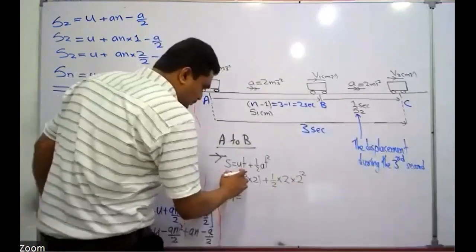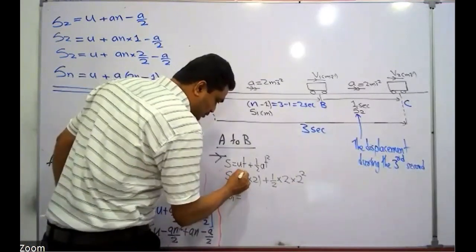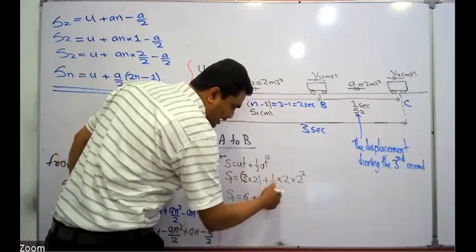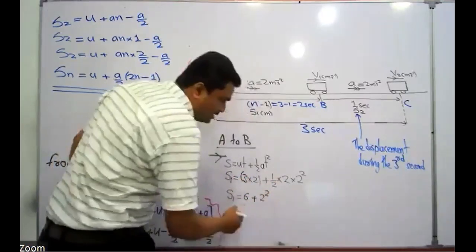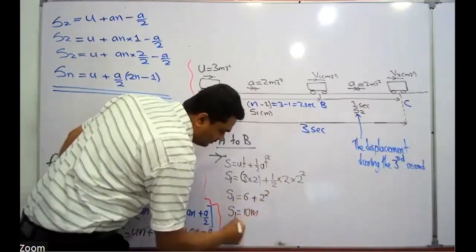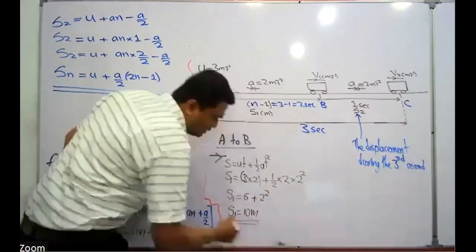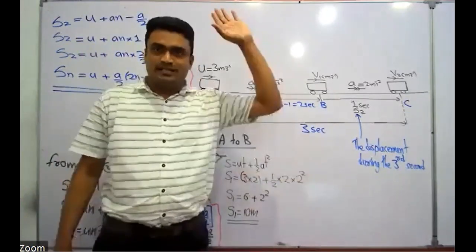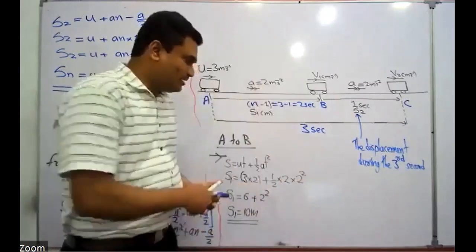3 times 2 is 6. 2 and 2 cancelled out. Square of 2 is 4. 4 plus 6 is 10. So S1 is 10 meters. Displacement of the object during the first 2 seconds is 10 meters. Who got this answer? So simple.